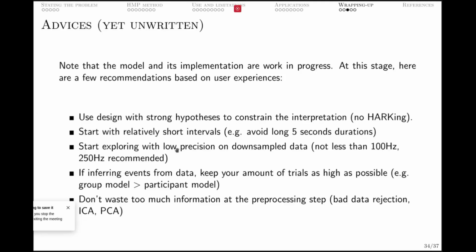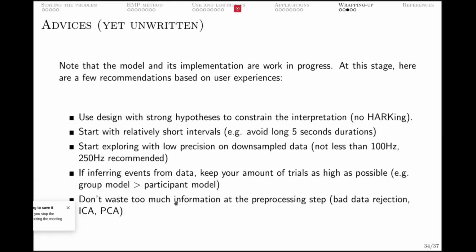Another recommendation is to start exploring with low precision or downsampled data, because it can be quite long. And if you are inferring events from the data, that's an important one: you should always keep the amount of trials as high as possible. That's why it's mostly recommended to apply that model at a group level rather than a participant level, because you can run into cases where it's actually noise that is driving the number of events instead of the data. And I'm of course often asked, what is the recommendation in terms of number of trials? Well, it really depends on the signal-to-noise ratio of the data. But in general, the more, the better.